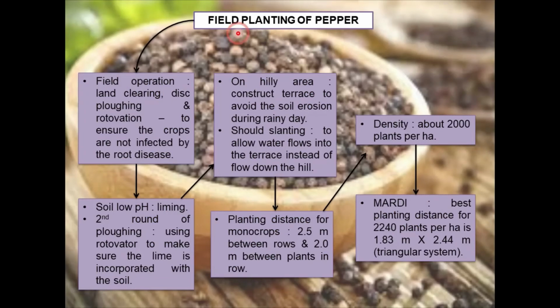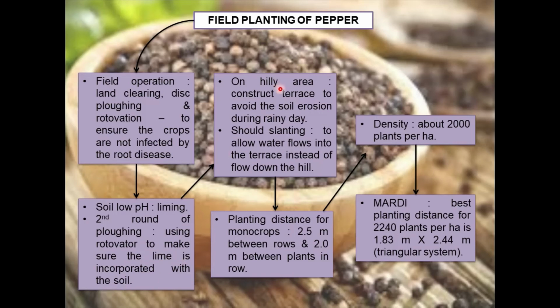Field planting of pepper. Field operations such as land clearing, ploughing, and rotation are necessary to ensure the crops are not infected by root diseases. If the soil has low pH, then the liming process should be done. The second round of ploughing is done using a rotavator to make sure the lime is incorporated with the soil.